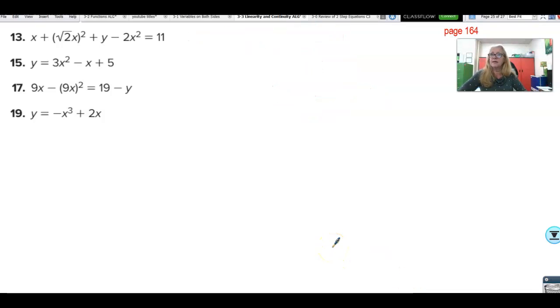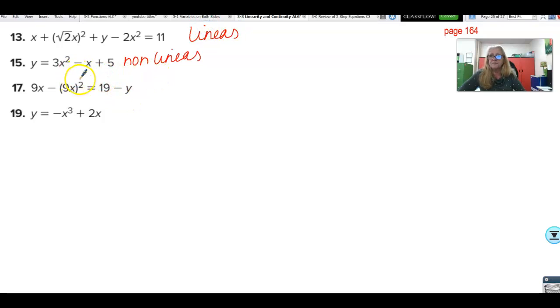Number 15. Oh, number 15, there's just no hope for this guy. This 3x squared, this thing is as simple as we can make it, and that 3x squared is not going anywhere, so this is nonlinear. This one was linear. Okay.